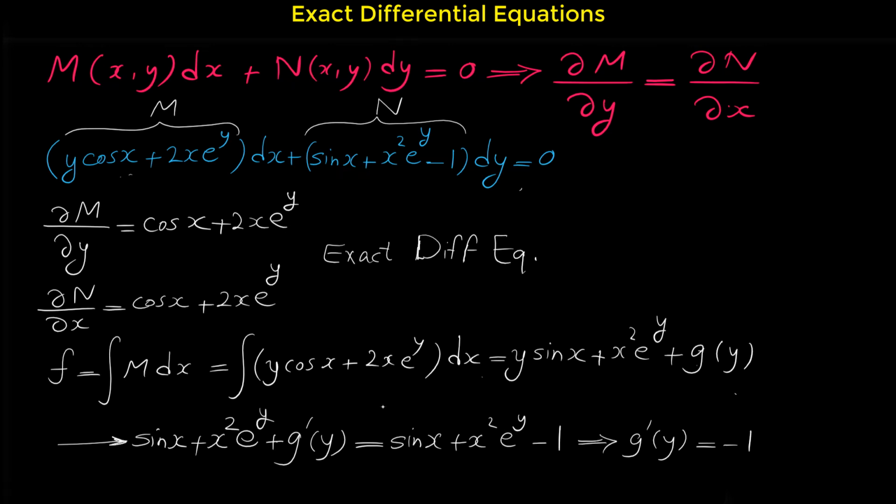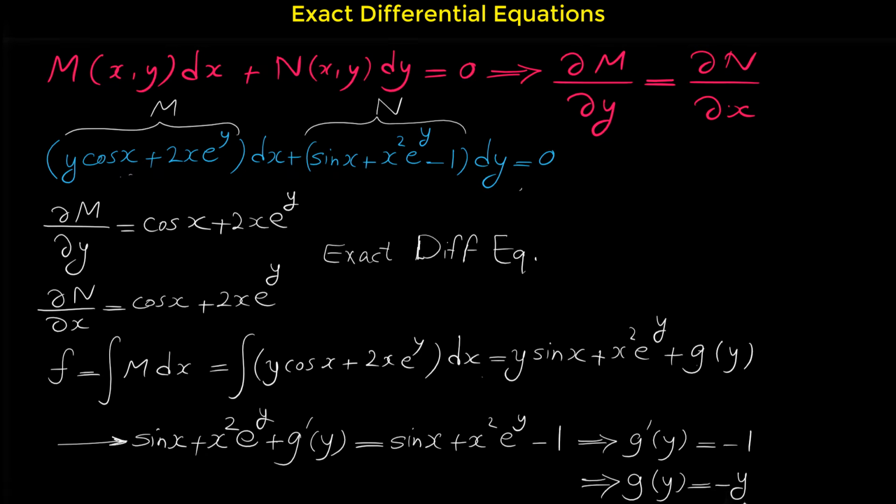Now here, for finding the function g from this equation, g prime of y, the derivative of the function g, is -1. And so for finding the function g, we have to integrate this expression. The integral of -1 with respect to y, note that g prime of y, so the variable is y. The integral of -1 dy is -y. So g of y is -y.